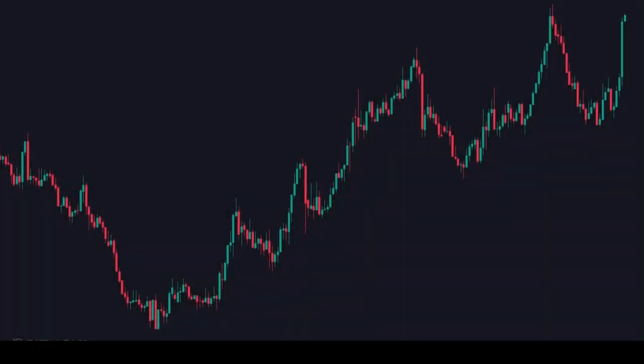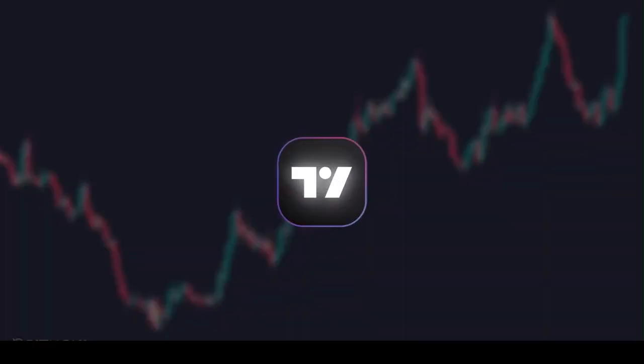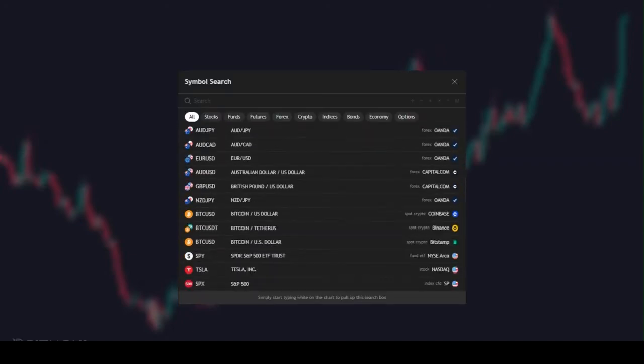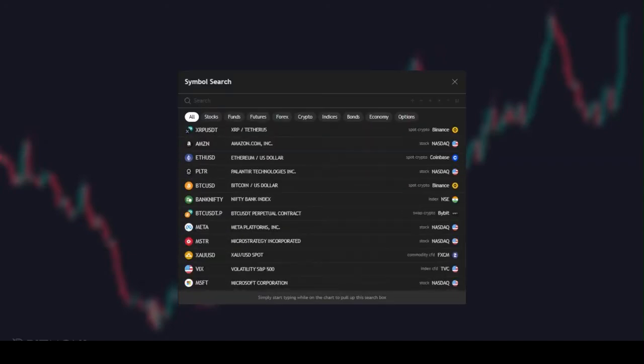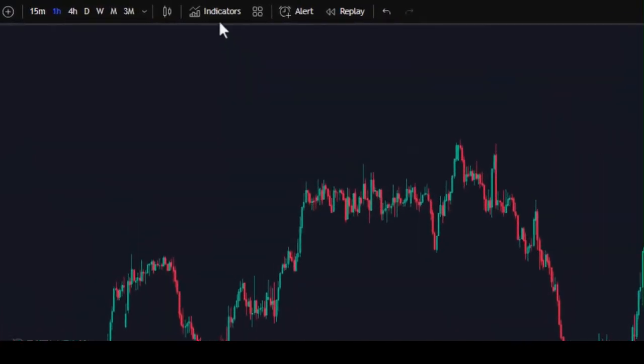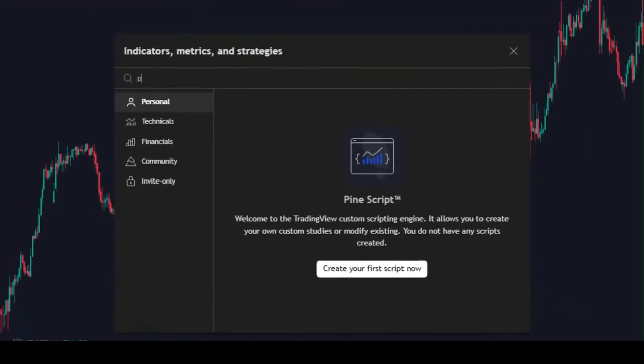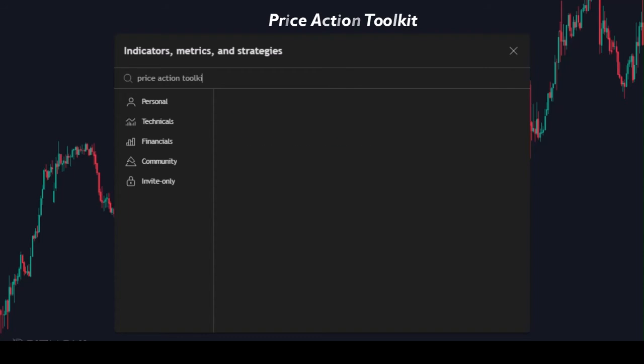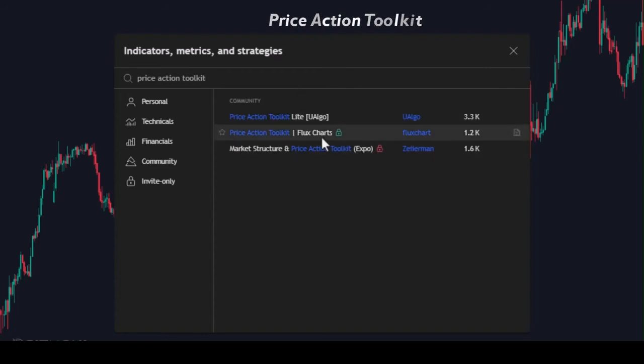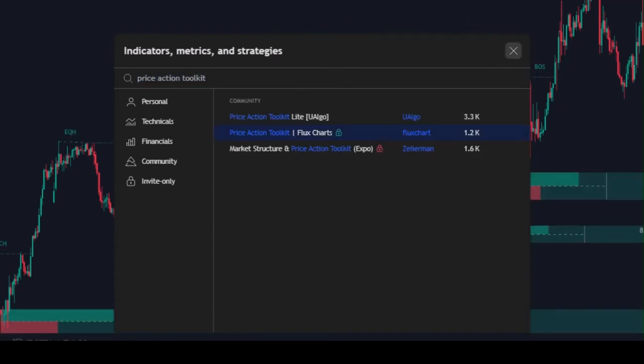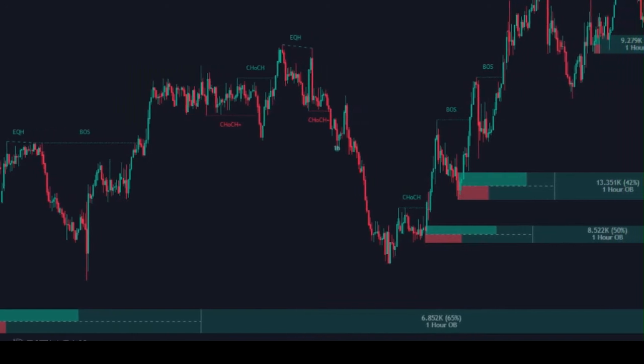To get started with this indicator, you want to go to TradingView and then open any trading security that you like because it works on all markets. Next, open the Indicator Search tab. Search for Price Action Toolkit. Then select this one by Flux Charts. Now, this is the all-powerful Price Action Toolkit.